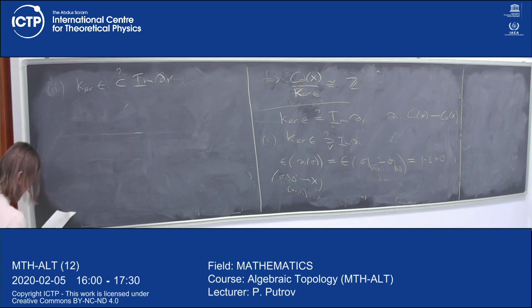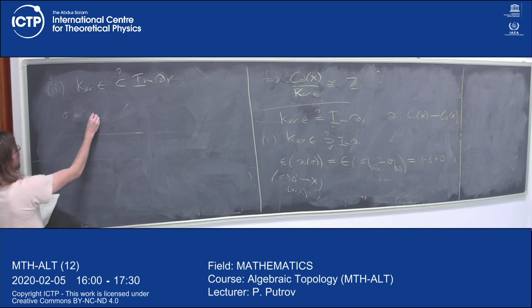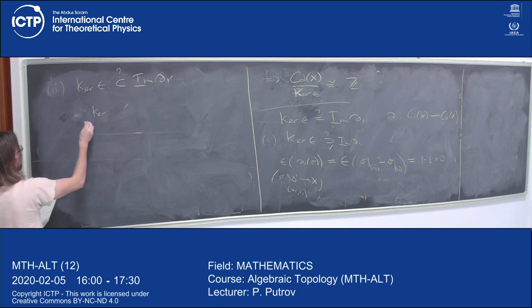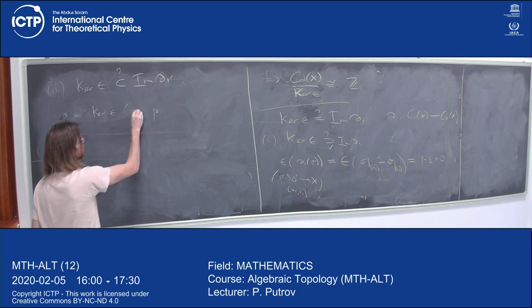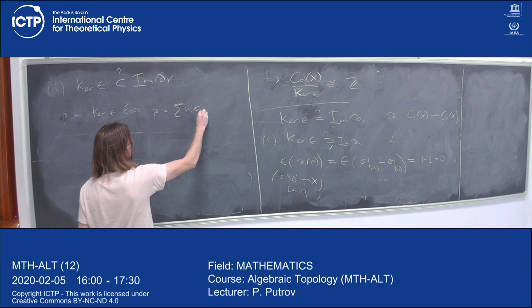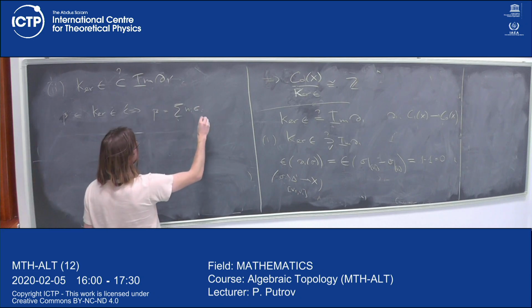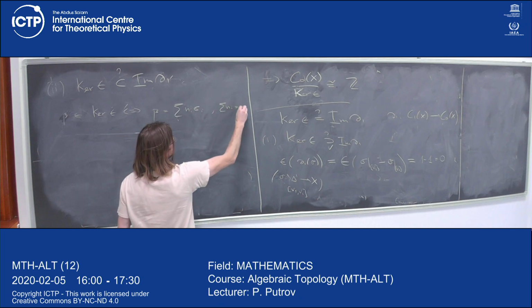This will be a bit harder. So what does this mean? Let me take some arbitrary sigma in the kernel, some element beta in the kernel of epsilon. This means that beta is of the following form: if I represent it using my generators, singular simplices, it has the following form where the sum of the coefficients is 0.